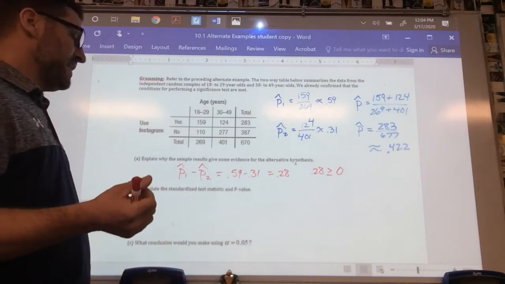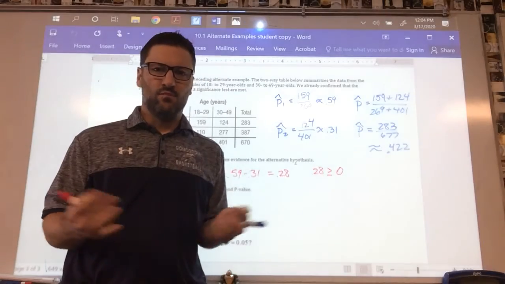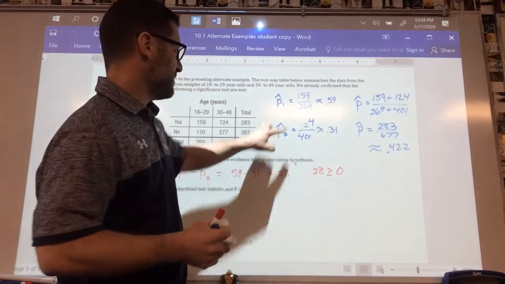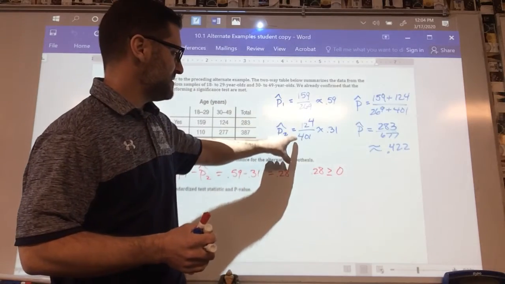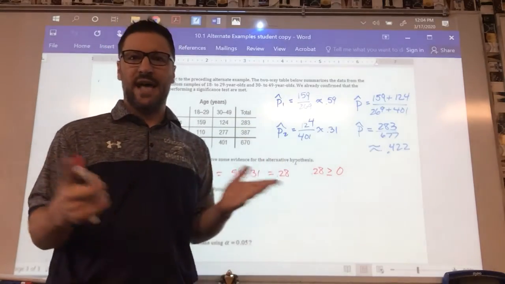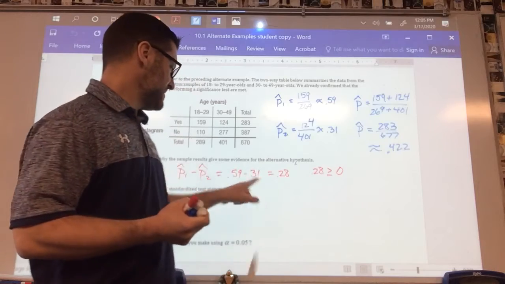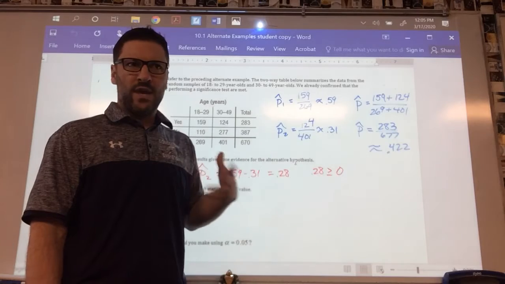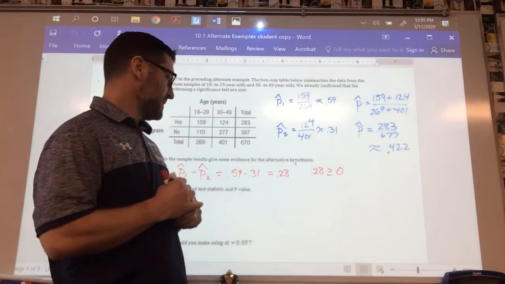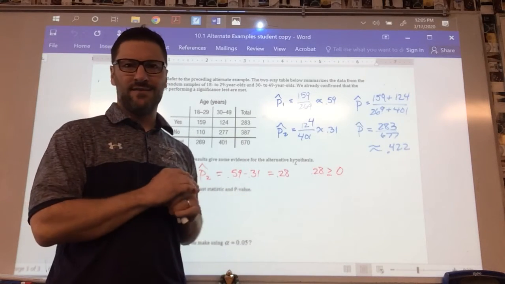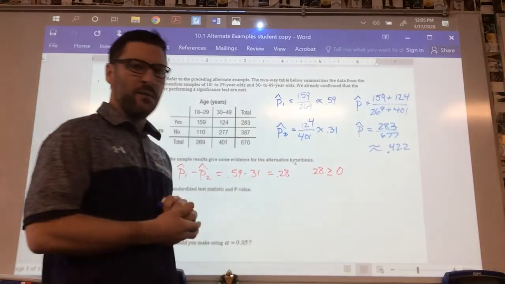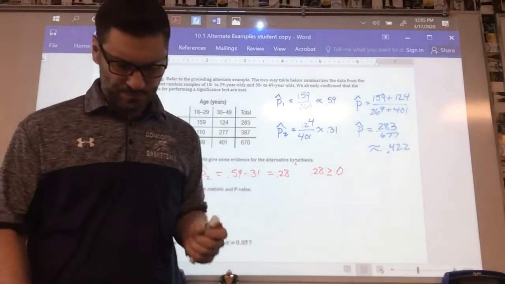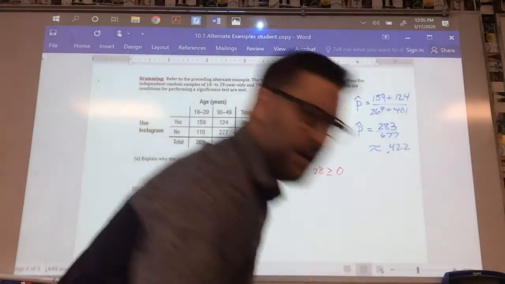This gives a little bit of evidence, but again, was it sampling variability that caused this? Was it the fact that maybe that sample size is smaller than that sample size? I don't know. Is this a big enough gap that we can say, yeah, I think there's a difference? This is the same situation we've been dealing with for a while. So calculate the standardized test statistic, which will be the z-value.